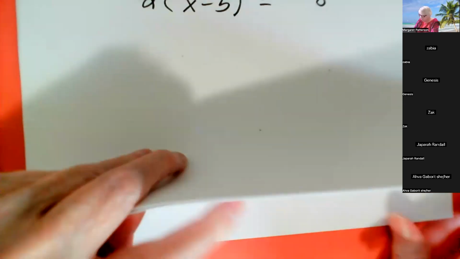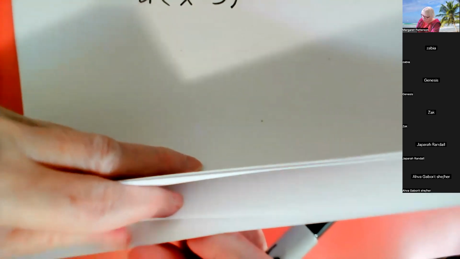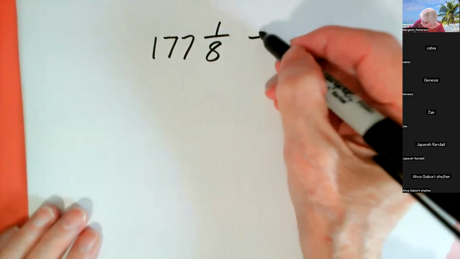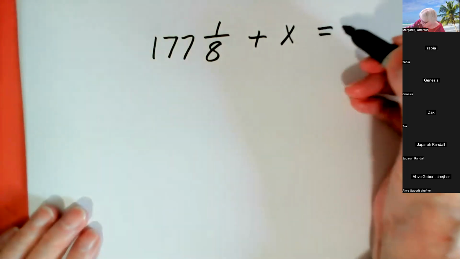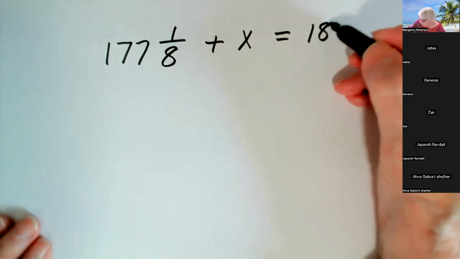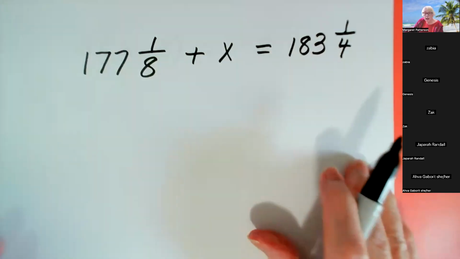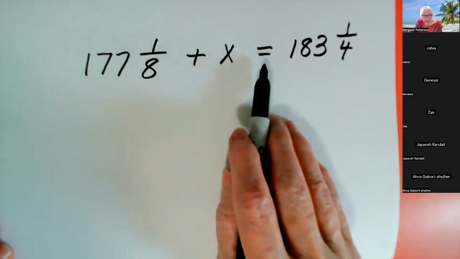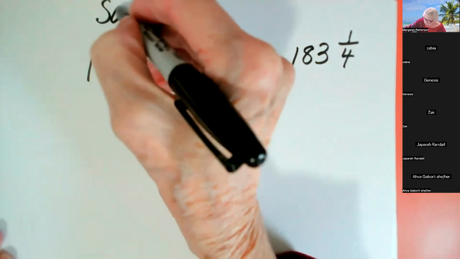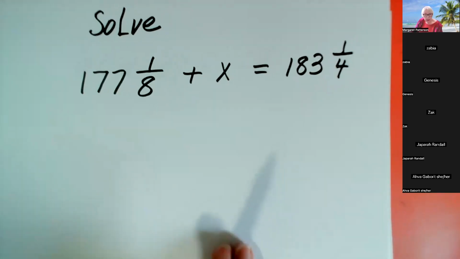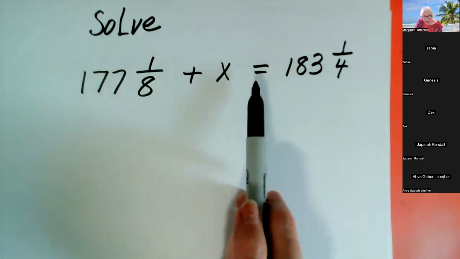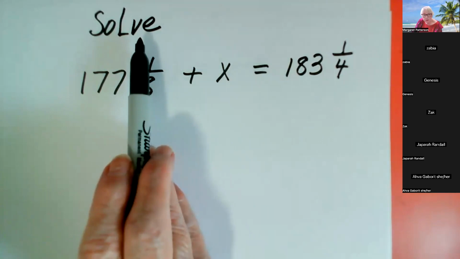Certainly. It looks like mixed numbers. So it was 177 and 1/8 plus x is equal to 183 and 1/4. First of all, you want to make sure you know what type of problem you're doing. And you usually can tell by the instructions. The instructions would have to say solve, because this is an equation. So it's like a left side, a right side, and equal in the middle. So the instructions would have said solve.